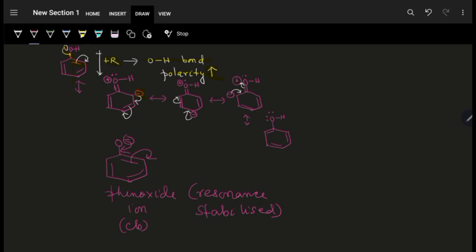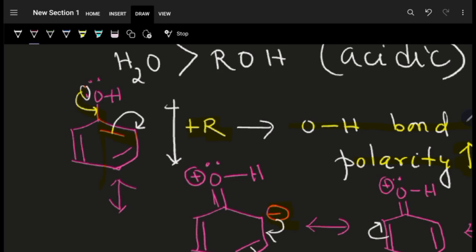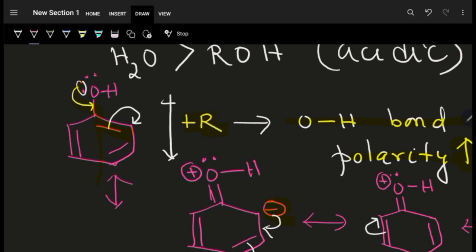And another factor, not only the +R effect, due to which the O-H bond polarity is more, is the sp2 character. That means sp2 hybridization, greater s character of this carbon atom, which has greater electronegativity. So obviously it will pull electrons towards itself in this oxygen and carbon bond, for which again a polarity develops in this oxygen and hydrogen.